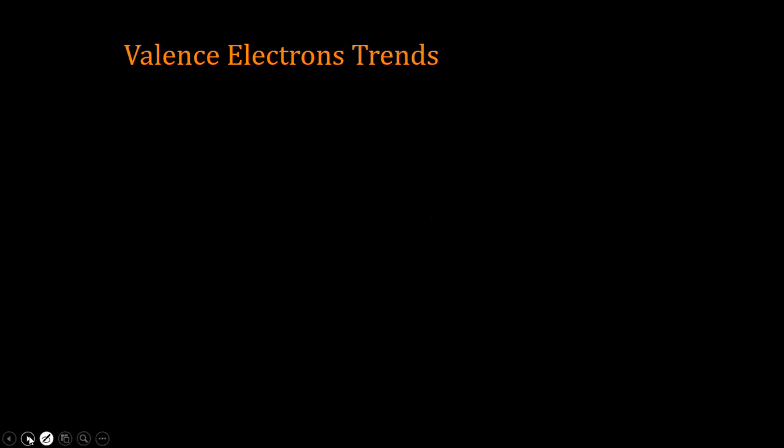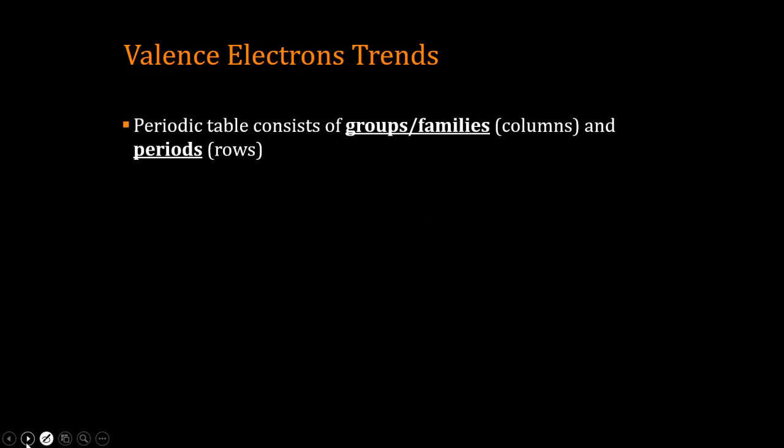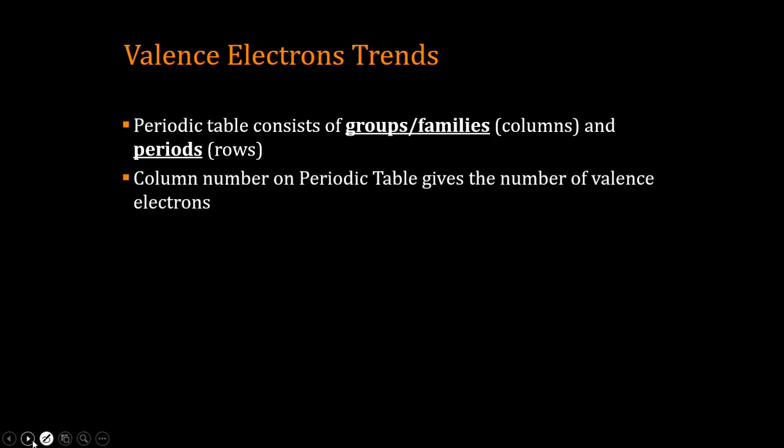Now, there are some trends in valence electrons, and this is because of the way we arrange the periodic table. We put the periodic table in rows and columns. The columns are called groups or families, and the rows are called periods. Now, periodic things repeat. Periods are called periods because they repeat. On the left side, there's always a metal. On the right side, there's always a non-metal. And the number of valence electrons increases from 1 to 8 as we move across.